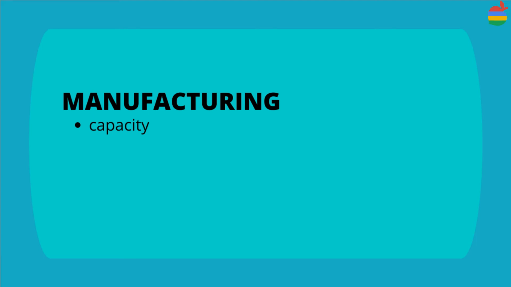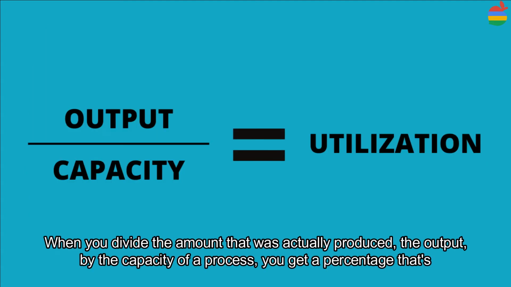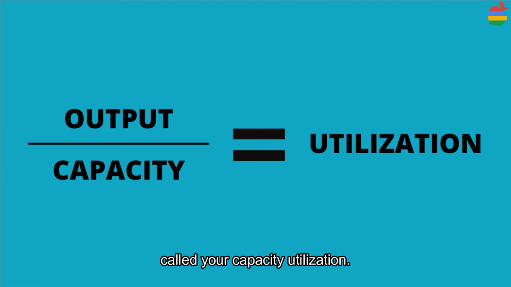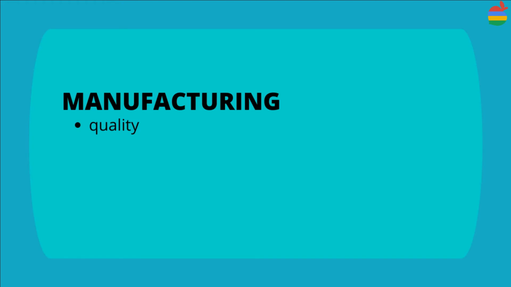Next, you need to look at the capacity of a manufacturing process. Every machine and every process has a limit on how much it can produce. That's the capacity. When you divide the amount that was actually produced, the output, by the capacity of a process, you get a percentage that's called your capacity utilization. The goal for any manufacturing process is usually to get both your efficiency and your capacity utilization as high as possible. Last but certainly not least, you need to look at quality.